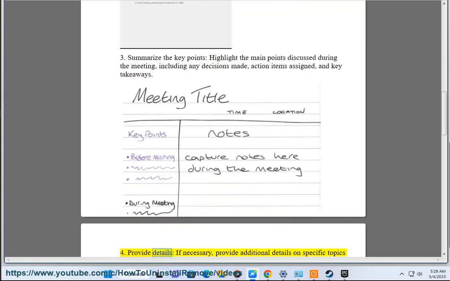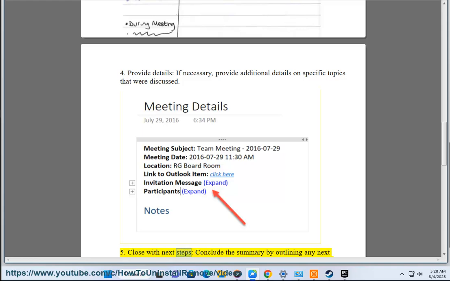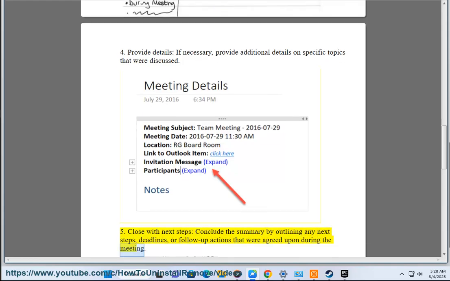4. Provide details. If necessary, provide additional details on specific topics that were discussed. 5. Close with next steps. Conclude the summary by outlining any next steps, deadlines, or follow-up actions that were agreed upon during the meeting.